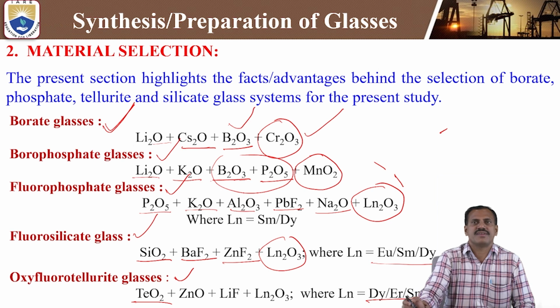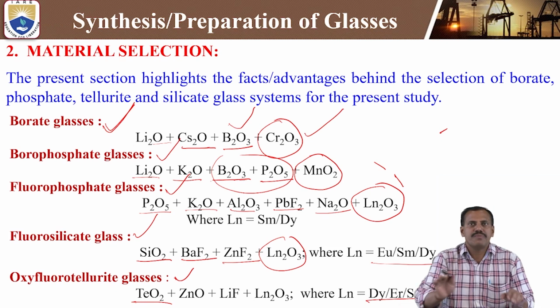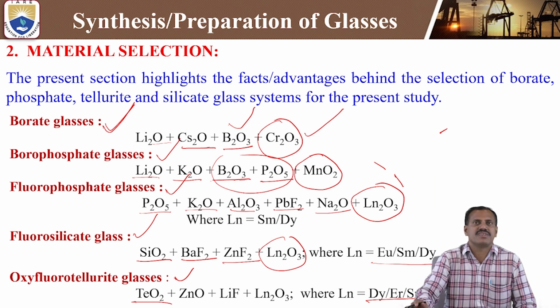These are the important rare earth ions doped with oxyfluorotellurate. This is how we are choosing the material selection. As per the glass preparation, we have to take different compositions with respect to optimized concentration. Each and every composition should match 100 mole percentage. So we have glass formers, glass modifiers, as well as modifiers or dopants.